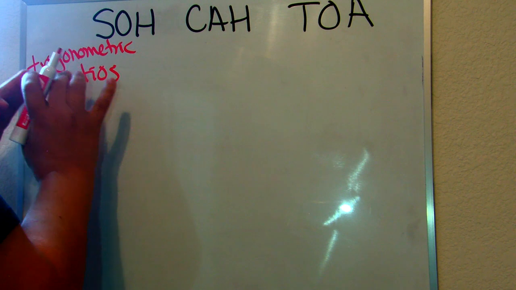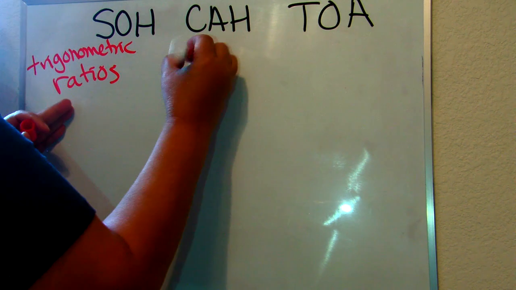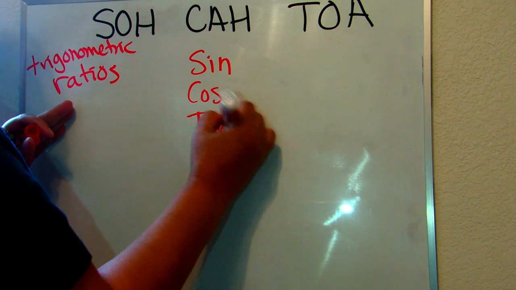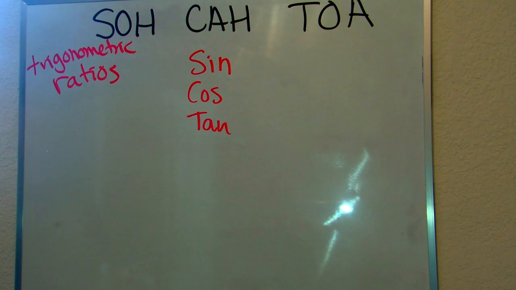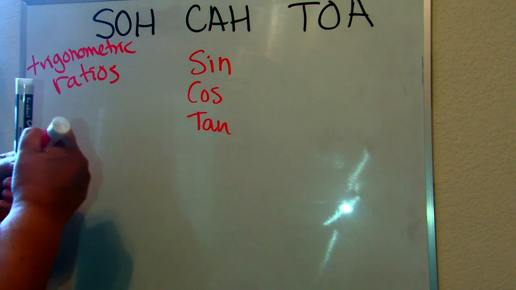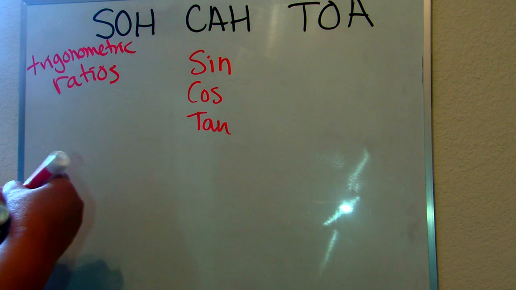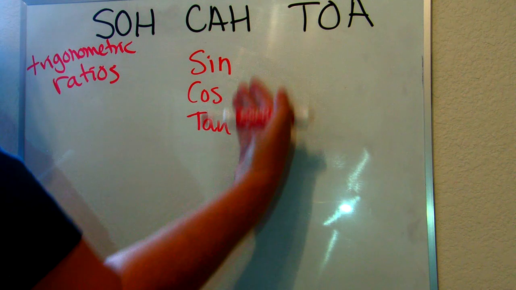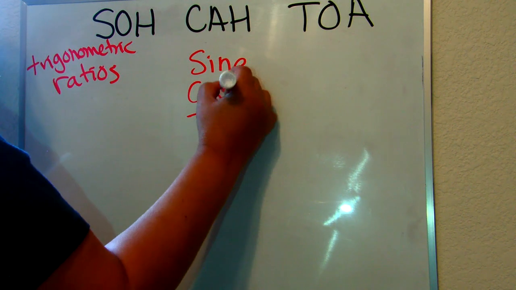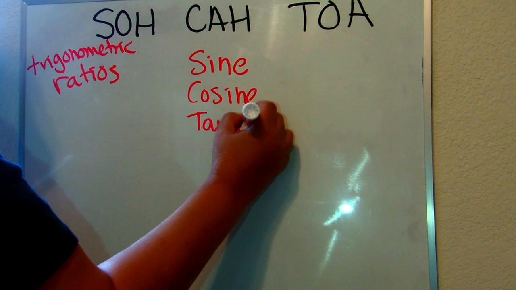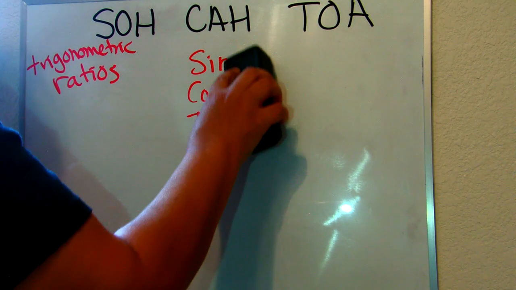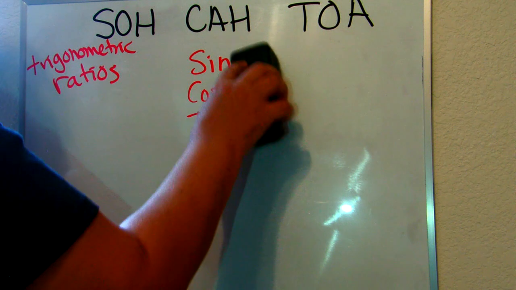So these are the trigonometric ratios, and we're talking about the sine, the cosine, and the tangent. I'm writing them like this because these are the abbreviations. And of course, the complete words are sine, cosine, tangent. Those are the complete names. Now, let me erase this, go back to the way they were.